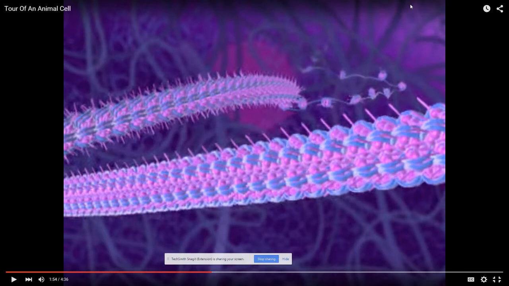So the central dogma is simply DNA to RNA to proteins. Okay? All right, so that's what you're going to see here just a little bit.